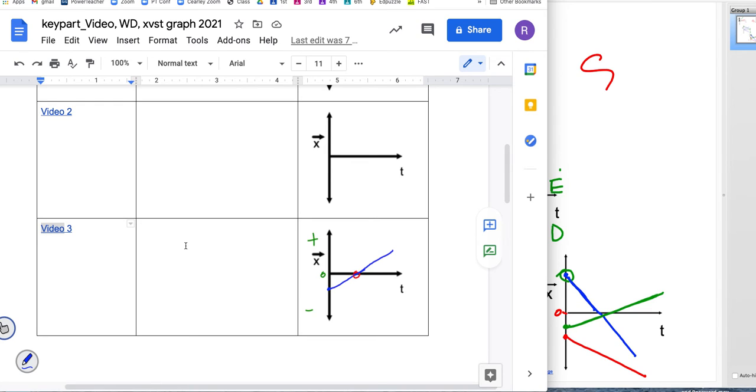What about the written description? What belongs in the written description? We have to talk about the starting position. The car started at some negative position. Which direction did it move? That's right. It moved in a positive direction. We know that because the slope is positive. Moved in a positive direction.